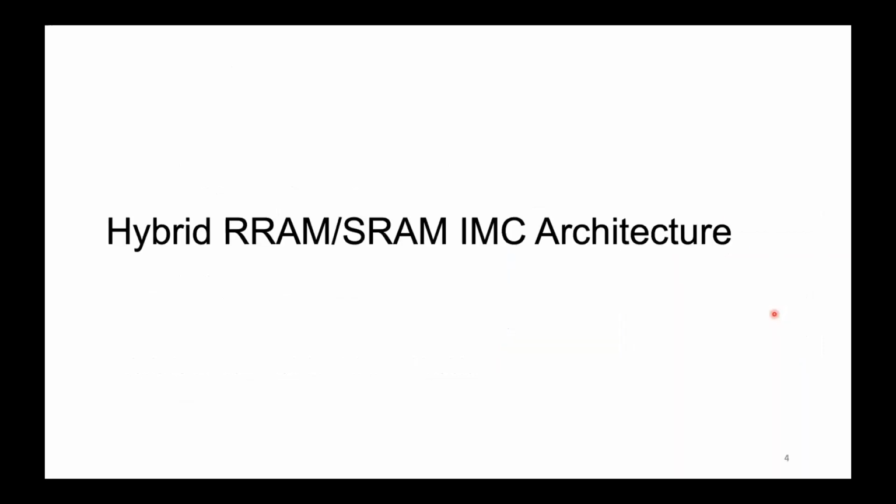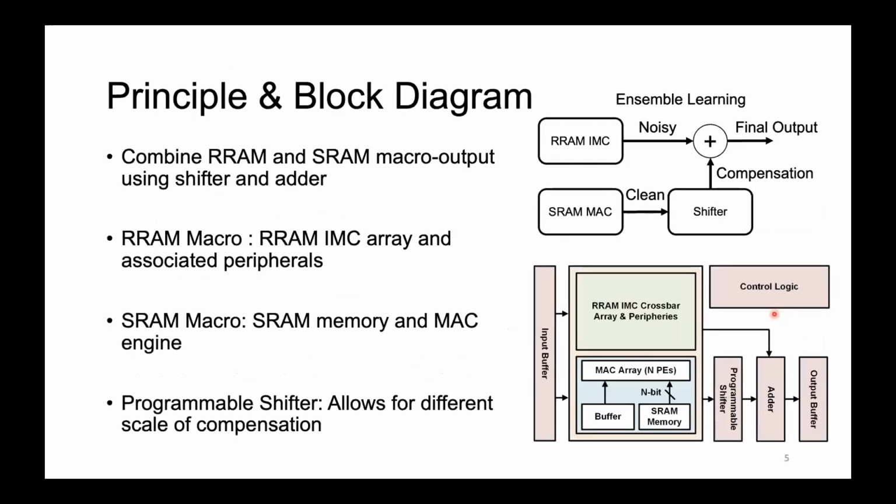To address this, we propose the hybrid RRAM SRAM IMC architecture. The principle of this work stems from the fact that we're actually going to combine the 2 outputs from 2 MAC structures and then utilize ensemble learning. So the noisy output from the RRAM IMC is added to the clean output from the SRAM IMC, which has a shifter in its data path in order to have different levels of compensation to generate the final output. This is done on a layer-wise basis.